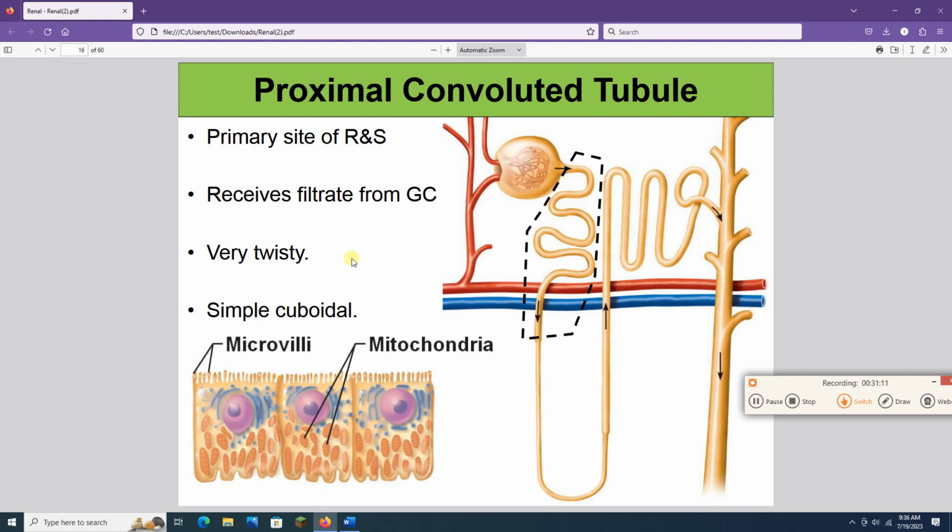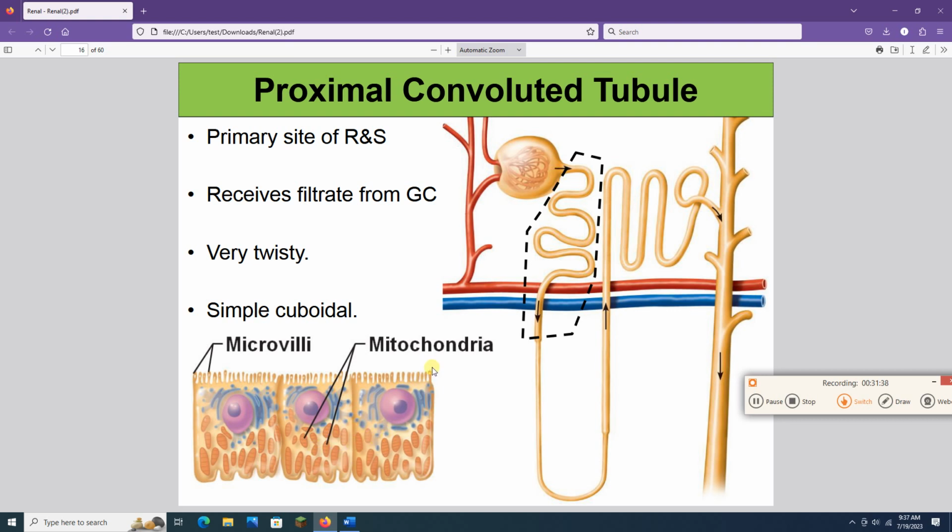Now, the twistiness also helps give me enough time. When you're on a twisty road, it takes you longer to drive through it. So I get more time for reabsorption and secretion as well. Plus, reabsorption and secretion are energy dependent processes. So I am going to need a lot of mitochondria. Look at all the mitochondria in these epithelial cells.